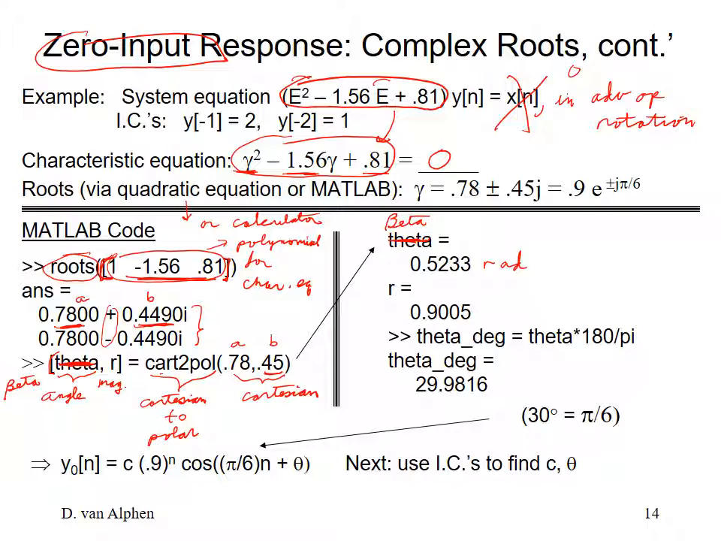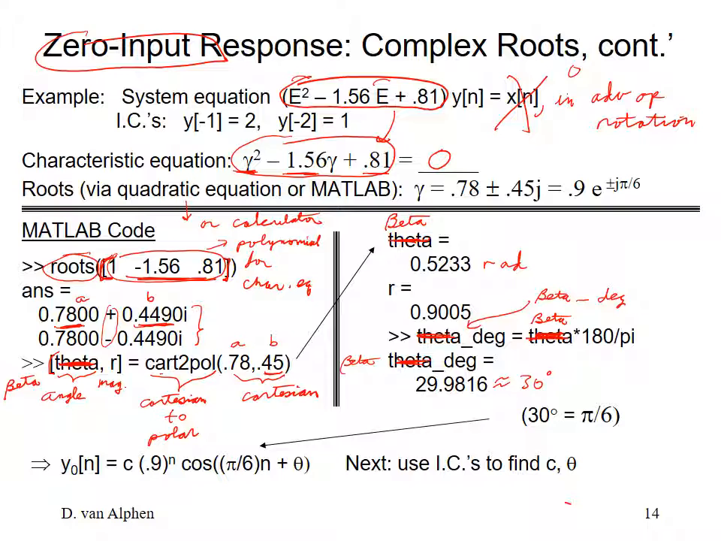So down here, I'm going to do a command that says beta in degrees, beta degrees, is whatever we had for the original beta multiplied by 180 over pi, because of course that's how we change radians to degrees. And then it's going to give me the answer that the beta in degrees is 29.98. I'm going to round that off to 30 degrees, which is about pi over 6.